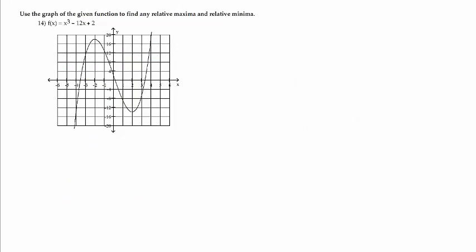For number 14, we're asked to use the graph of the given function to find any relative maximum or minimum. Okay, so we're looking for maximum and minimum function values. The definition: for a maximum, it means that it has to be the largest y value in some small area. And so if you're looking at a graph, that's usually going to be the top of some hill.